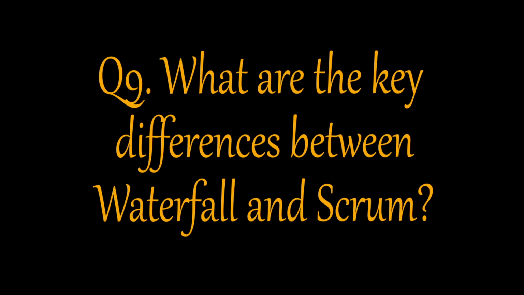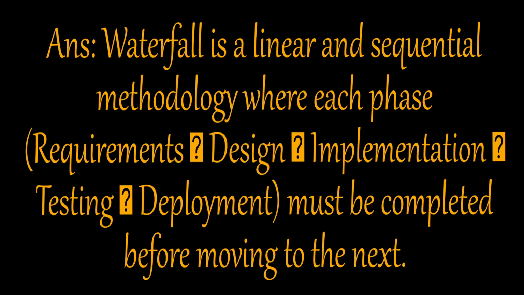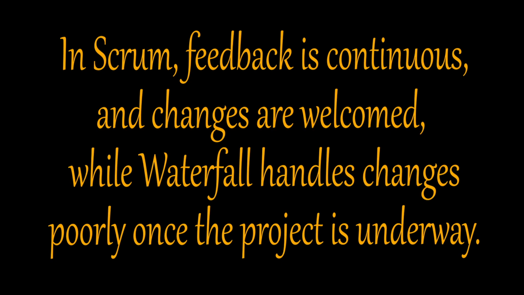Q9. What are the key differences between Waterfall and Scrum? Answer. Waterfall is a linear and sequential methodology where each phase, requirements, design, implementation, testing, deployment, must be completed before moving to the next. Scrum is iterative and incremental, delivering working software every sprint, typically 2 to 4 weeks. In Scrum, feedback is continuous and changes are welcomed, while Waterfall handles changes poorly once the project is underway.